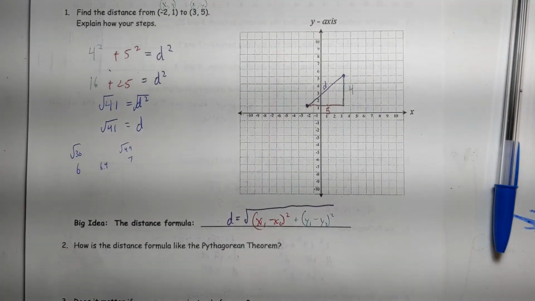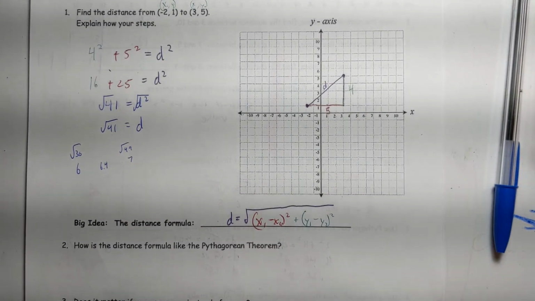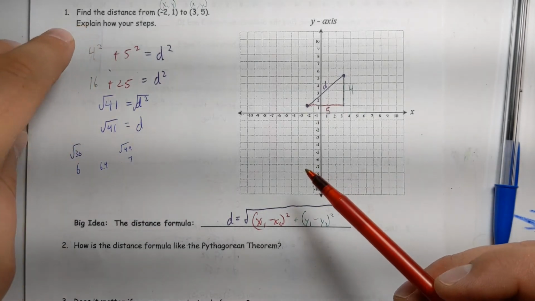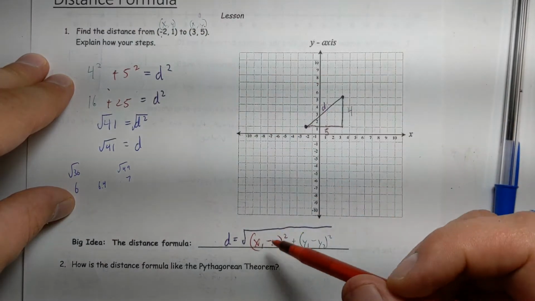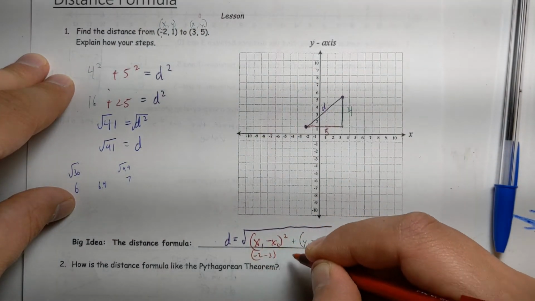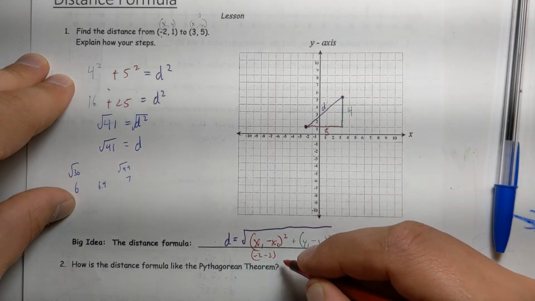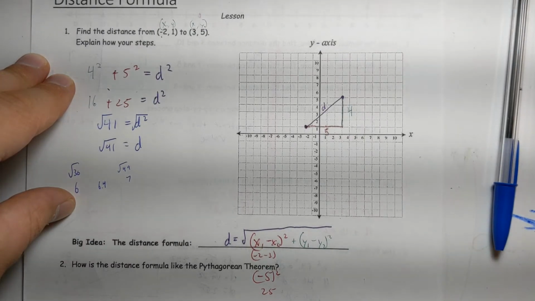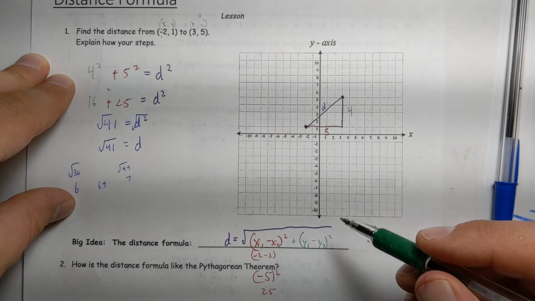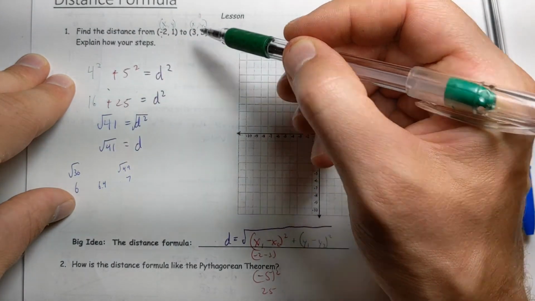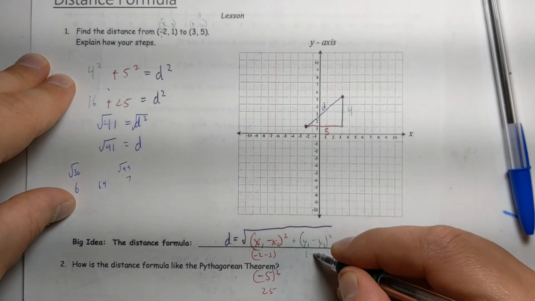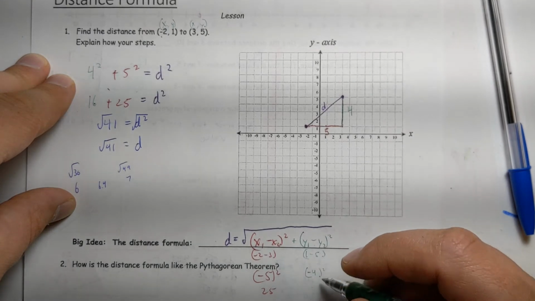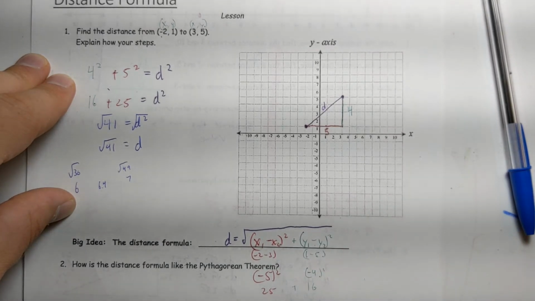Now you may be asking yourself, what the heck? That is not what this is. Well, let's see here. What if we start plugging in the numbers? I'm going to plug in the two x coordinates. So -2 and 3. If I subtract those, -2 minus 3, that's going to give me -5 squared, which would give me 25, right? If I do y1 minus y2, 1 minus 5, that's going to give me -4 squared, which is 16.